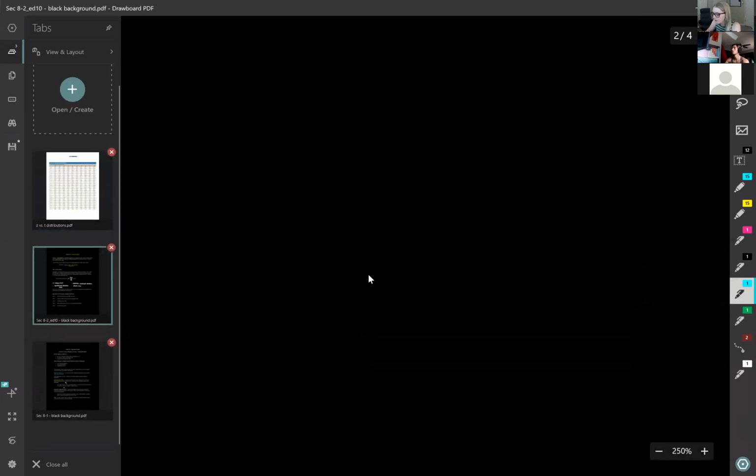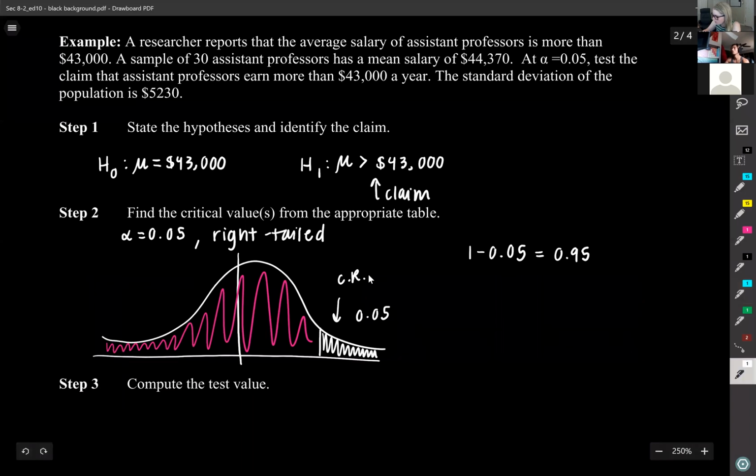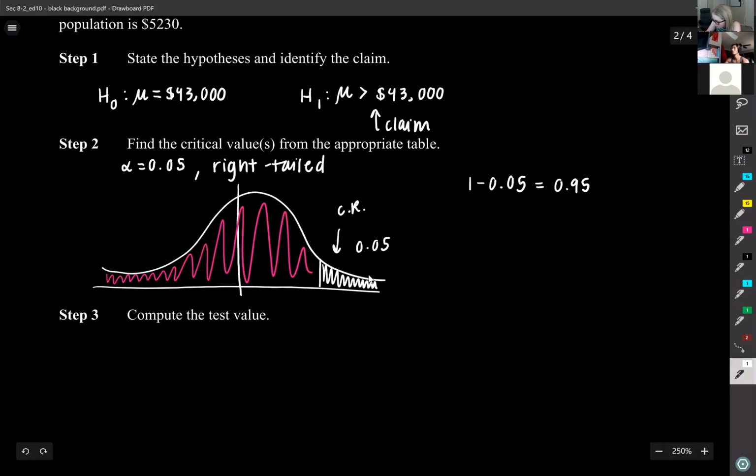So come back here. So we know this value here is 1.65. Okay, and that's our critical value. That value marks the separation between your critical region and your non-critical region. That's super important because the critical region tells you where you can reject the null hypothesis and where you can't. Okay, any questions on this before I continue?